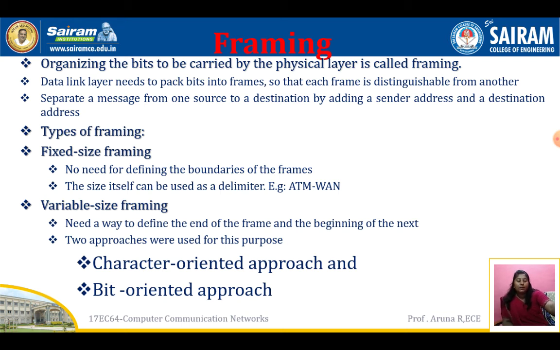If you go for variable size framing, it needs a way to define the end of the frame and the beginning of the next. Because in variable, you don't know when the frame is starting, when it is ending. So you have to keep a starting and ending to the frame. For this, you are having two approaches, known as the character oriented approach and the bit oriented approach.